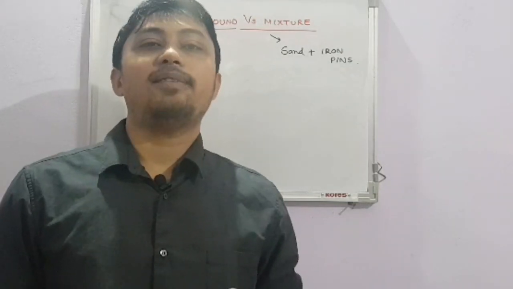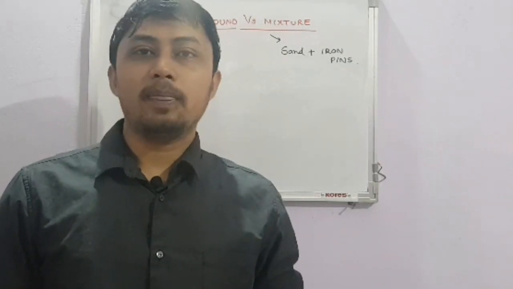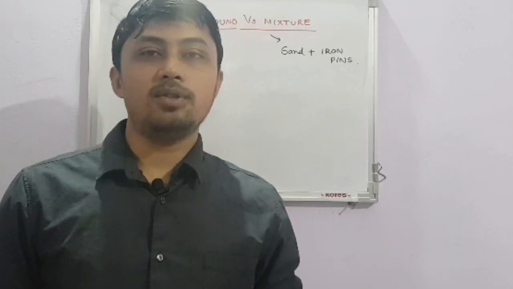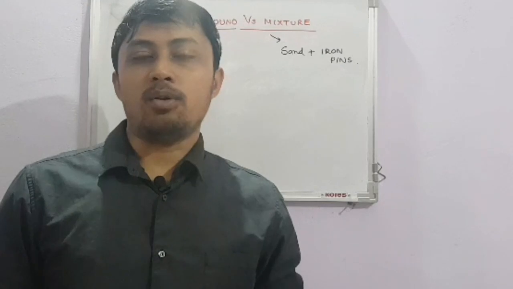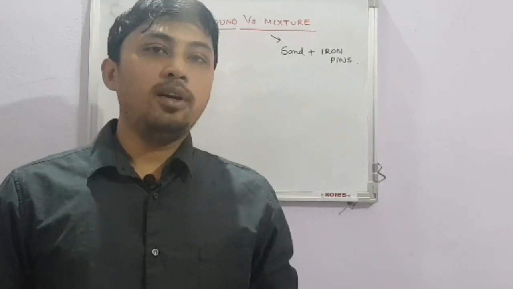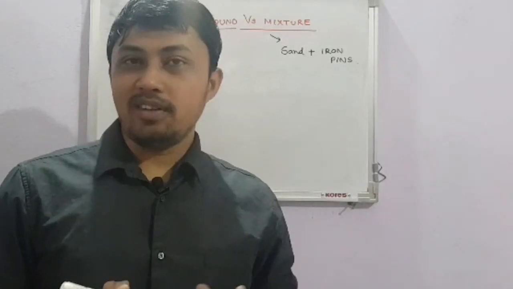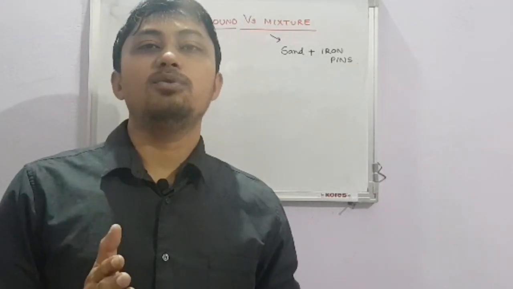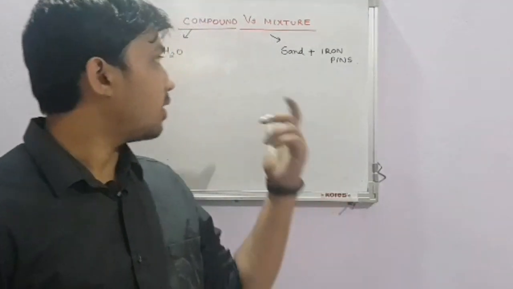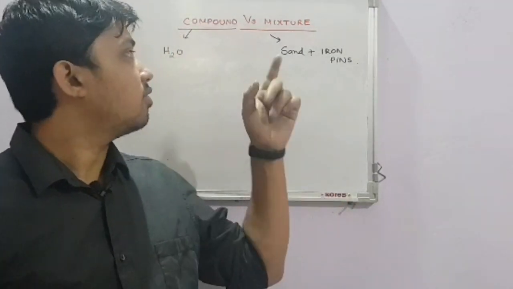We are discussing chapter 2, Matter Around Us. In the previous videos we have discussed elements, compounds and mixtures, and we also discussed types of mixtures, homogeneous and heterogeneous. Today we shall be dealing with a very important topic, and that is how to distinguish between compounds and mixtures. As you can see, I have written the topic here: compound versus mixture.